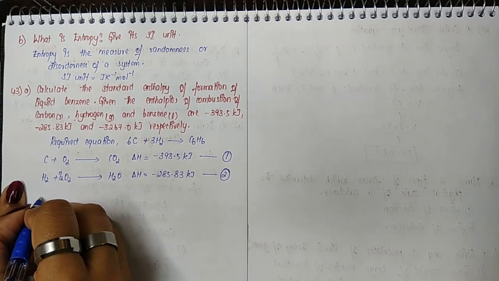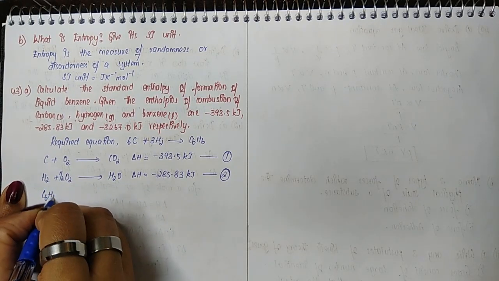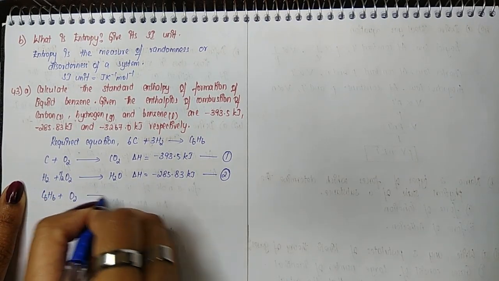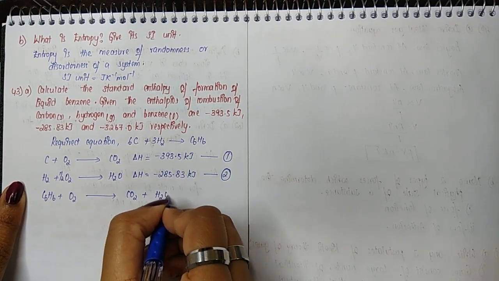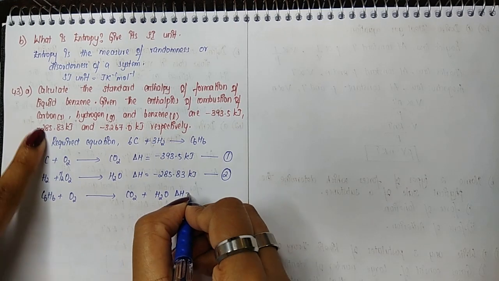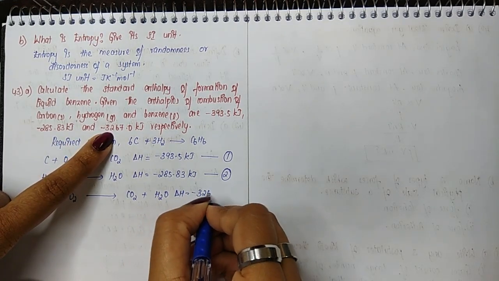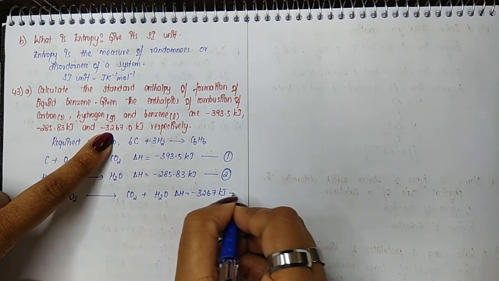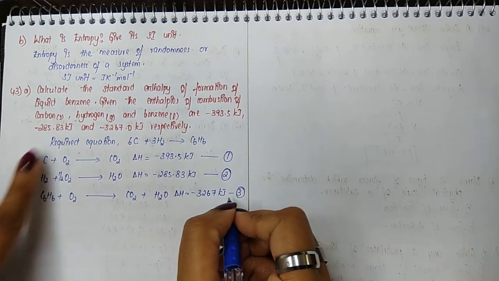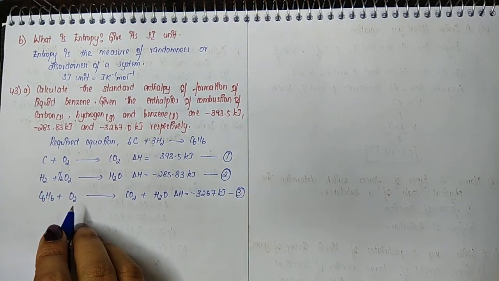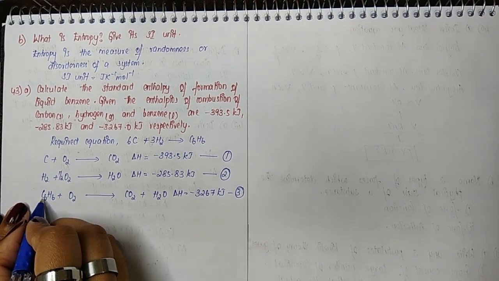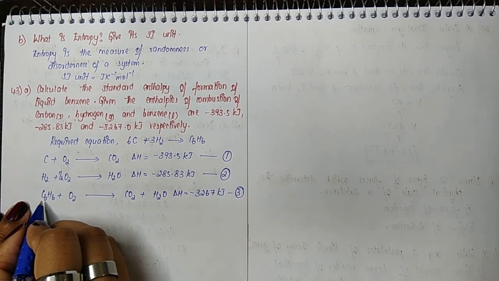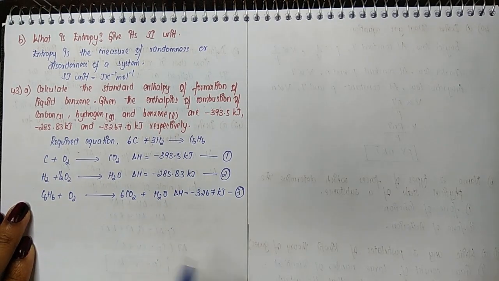Now for benzene, C6H6 plus O2 giving CO2 plus water. This one's delta H is given here in the question as 3267 kilojoule, and this is going to be question number 3. Now this equation is not a balanced equation. So here we have 6 carbon on the left hand side, so here we have to put 6.